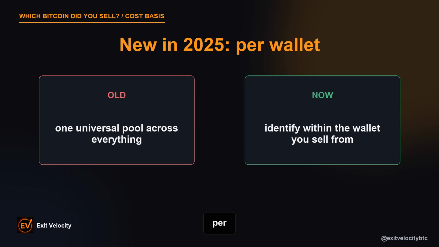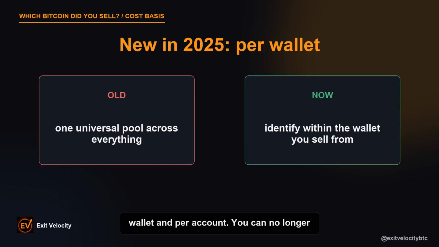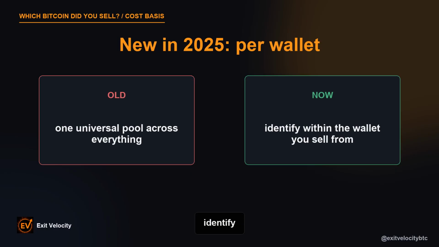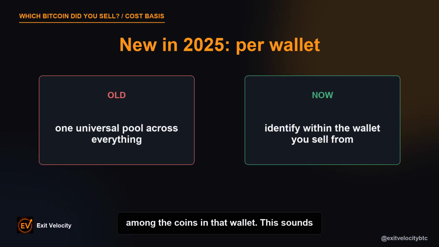As of 2025, all of this works per wallet and per account. You can no longer treat all of your Bitcoin everywhere as one giant universal pool and pick whichever lot is convenient. The lot you identify has to actually live in the specific wallet or account you are selling from. If you sell from your exchange account, you identify among the coins in that account. If you sell from a particular cold storage wallet, you identify among the coins in that wallet.